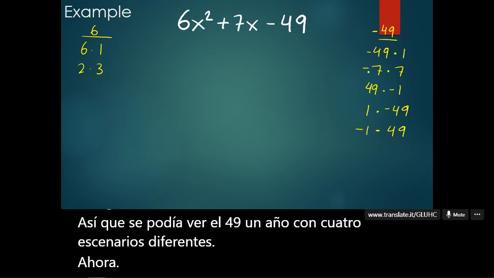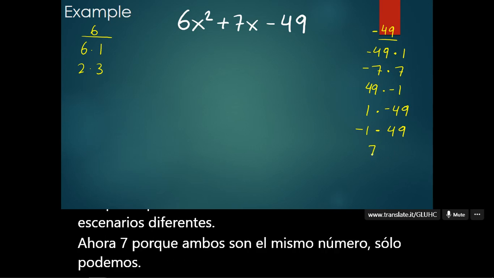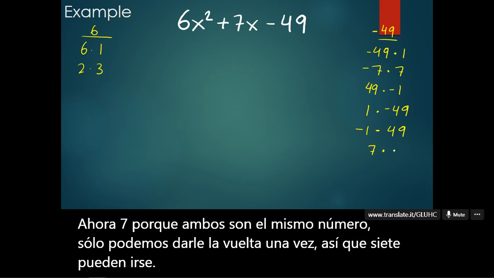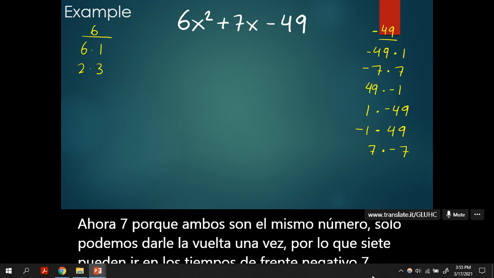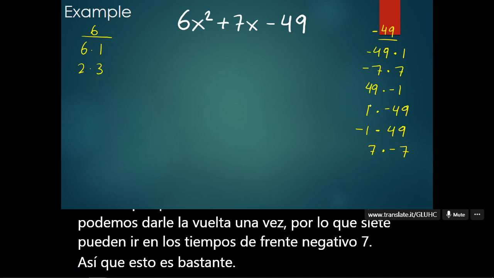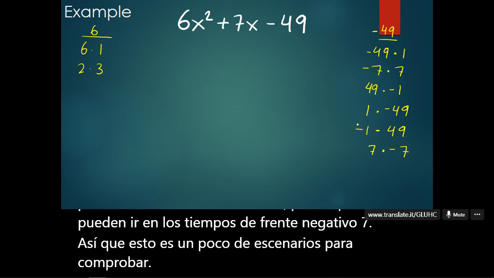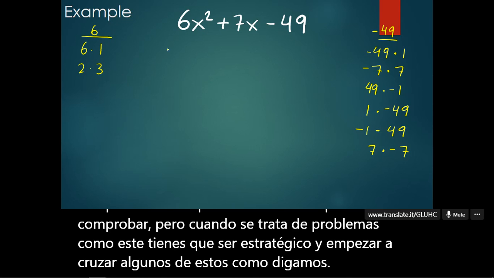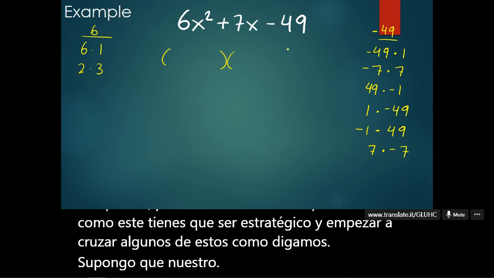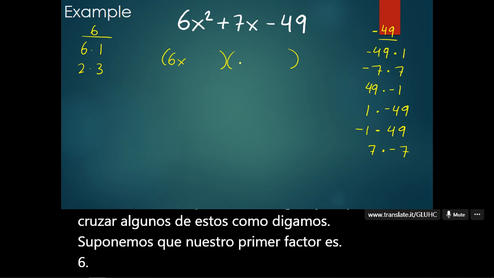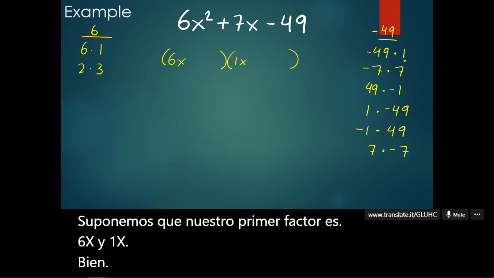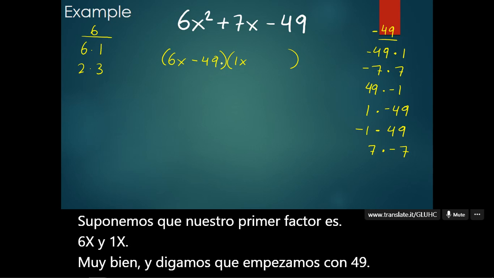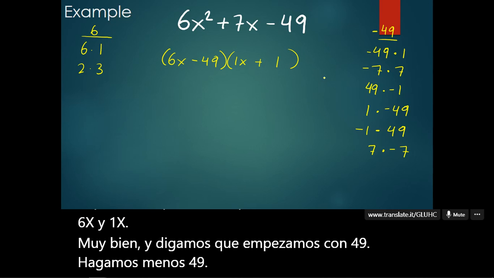Now the 7, because both of these are the same number, we can only flip them once. So 7 can go in front times negative 7. So this is quite a few scenarios to check for. But when it comes to problems like this, you have to be strategic and start crossing out some of these. Let's say we guess our first factor to be 6x and 1x. All right, and let's say we start off with 49, and let's do minus 49 and plus 1.